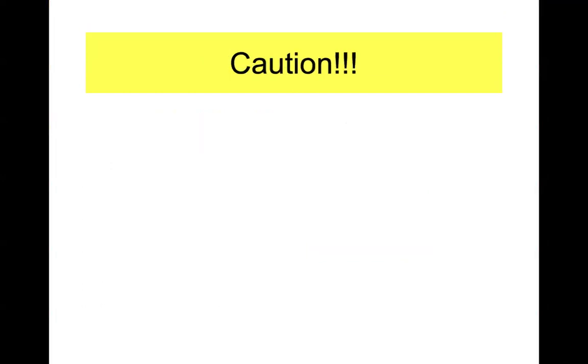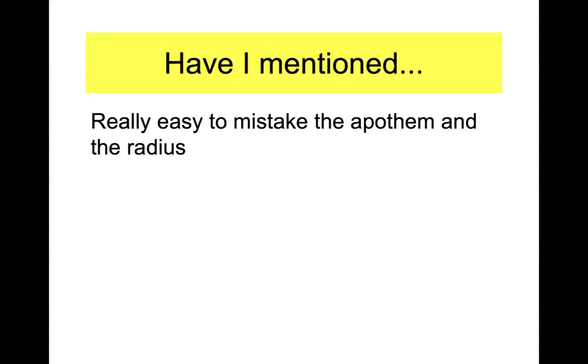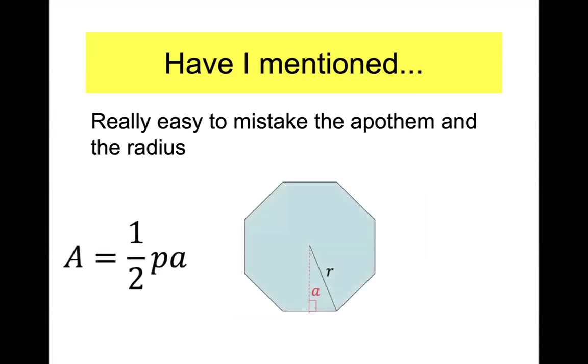So this is just a process. Make sure you pay attention. It is really easy to mistake the apothem for the radius. Don't do that. The apothem is that red dotted line. The radius is that black line right there. And notice the one we need for our formula is the apothem.